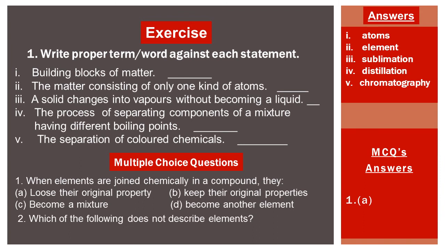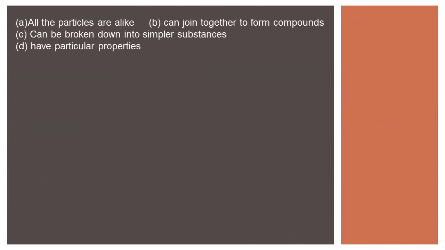Then students, the second MCQ given to you, which of the following does not describe elements? So let us talk about these options. Option A, all of the particles are alike. B option is can join together to form compounds. C, can be broken down into simpler substances. And D option, have particular properties.